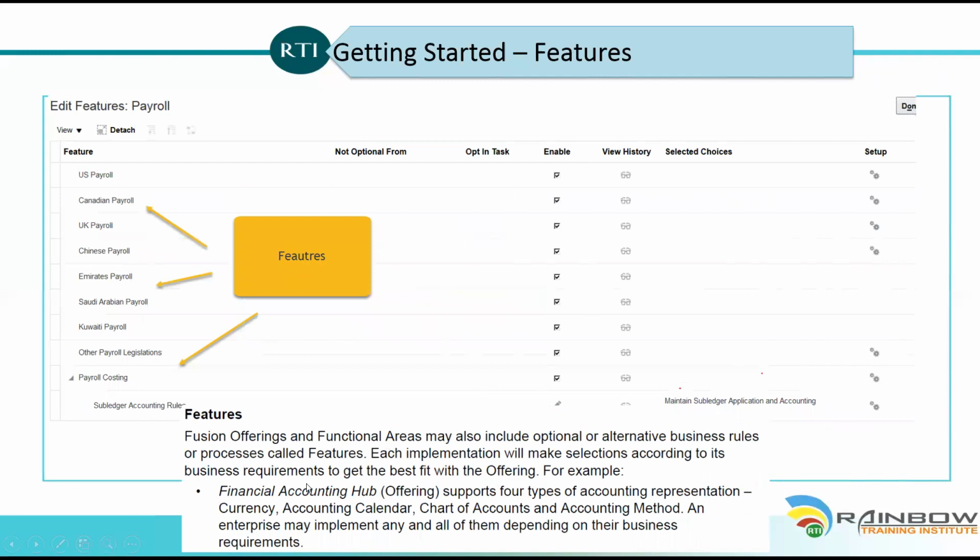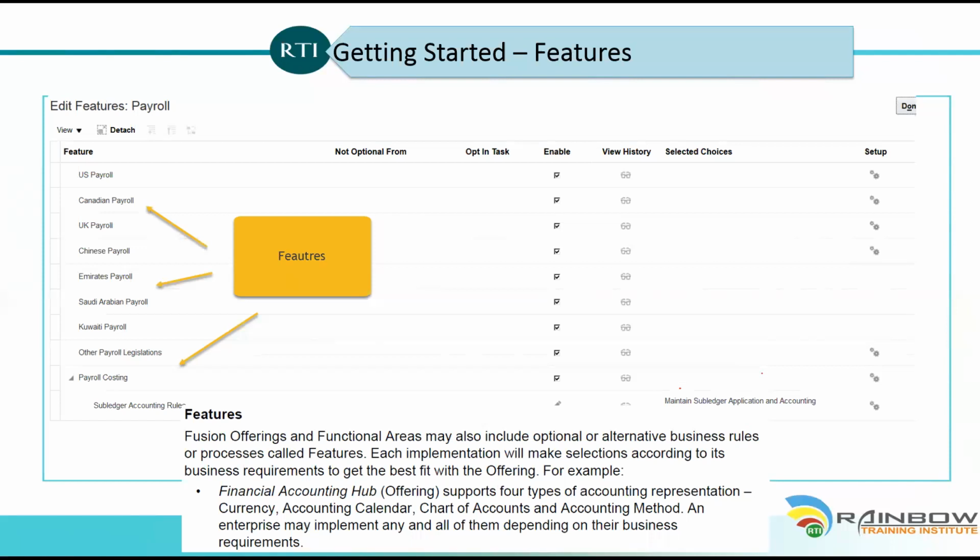Okay, example, Financial Hub supports 4 types of accounting representation: currency, accounting calendar, chart of accounts, accounting method. So which one to take out of those 4? It's a feature. We have to enable that to use all these 4. Okay, once you enable the feature, you're ready to start implementing it.